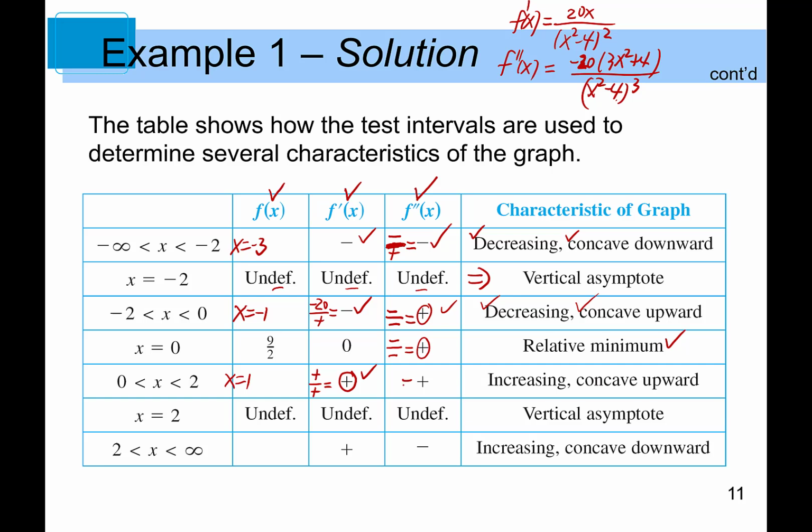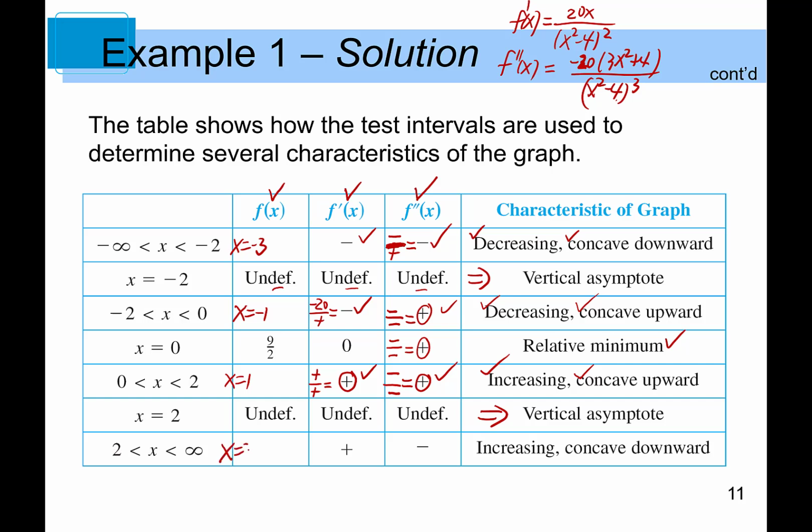For the second derivative, the numerator is negative, and plugging the 1 into the denominator, you get -3 cubed, which is -27. So negative over negative turns into positive. That means it's increasing and concave upward in that particular interval of the graph of the function. x equals 2 is a vertical asymptote again. And the last interval is from 2 to positive infinity.